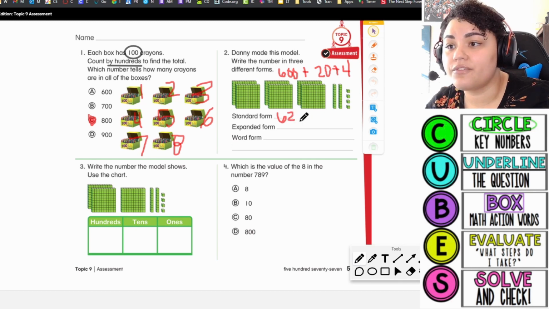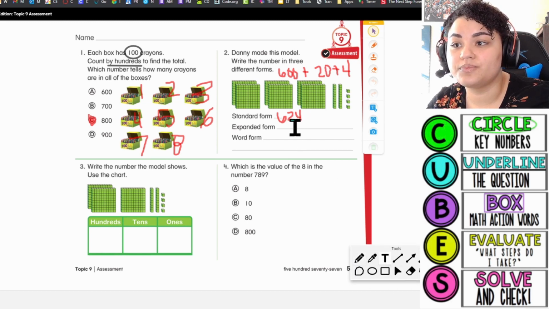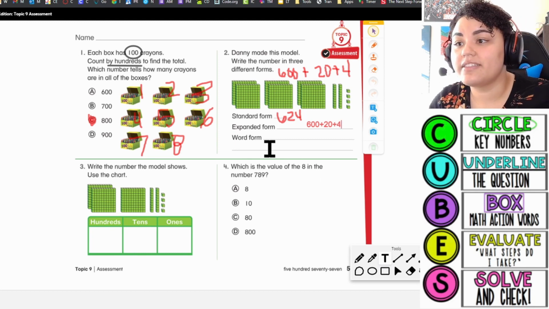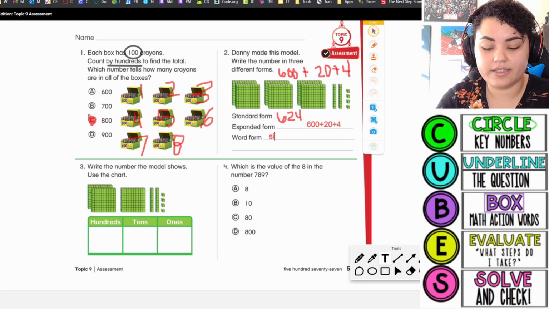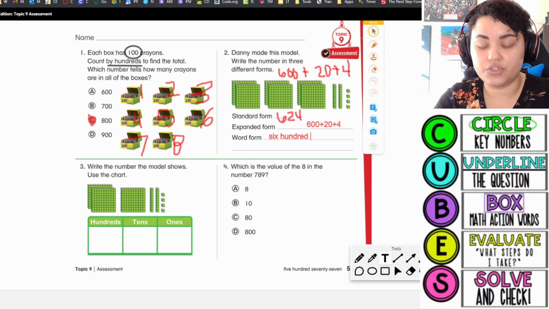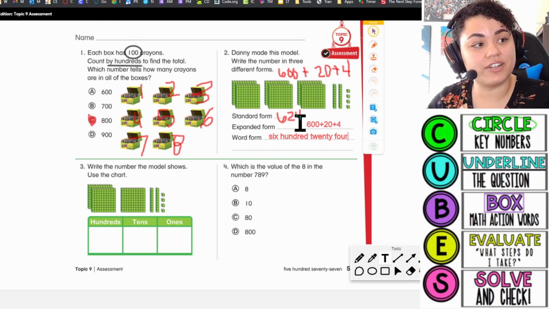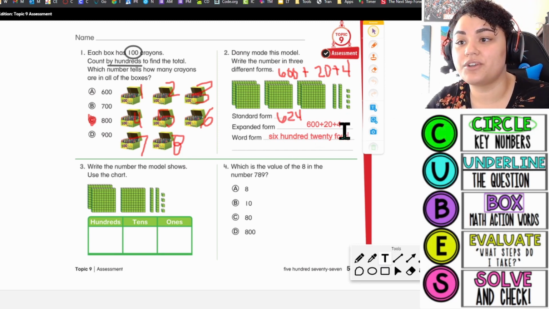Funny enough, the expanded form is this math equation. So we can do 600 plus 20 plus 4. Then the word form would be 624 written out in words. Remember, standard is the regular number, expanded is the equation, and word form is the words written out.